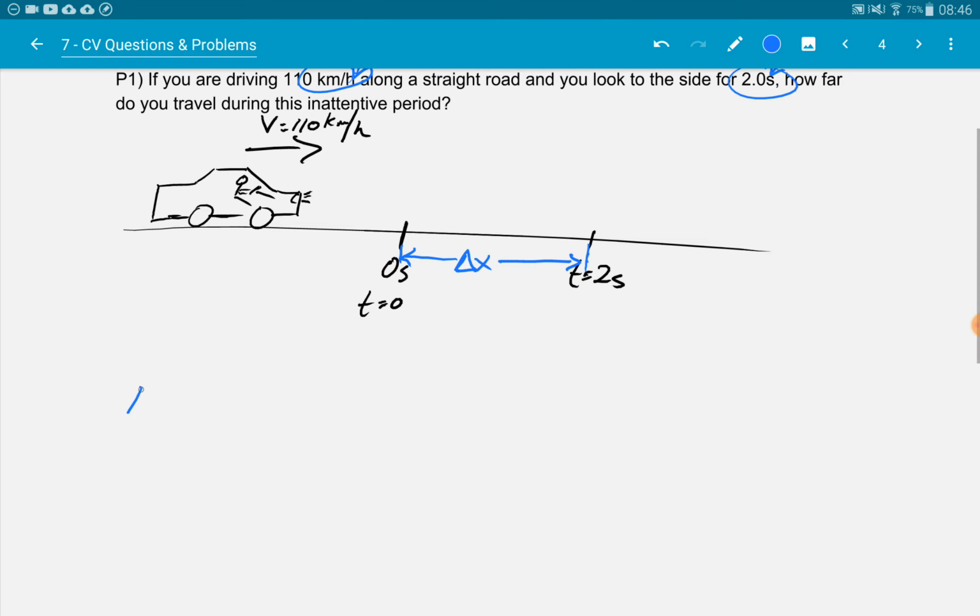So let me go ahead and write down what we have here. We've got 110 kilometers per hour. Okay, great. Now I need to use my time here. If I multiply this by time, the time unit would cancel out, but I can't do that with seconds because seconds is different than hours. So let's use the 2 seconds here.